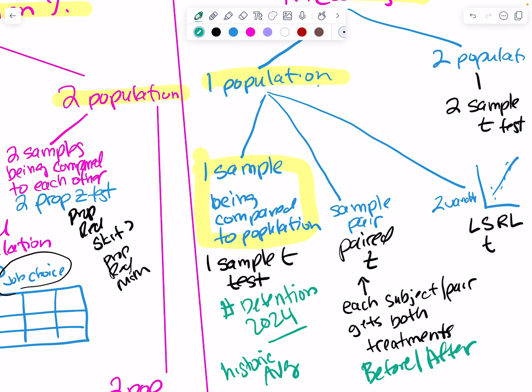One population with two variables is going to be a least squares regression line, and that's pretty easy to tell because you've got two quantitative variables, or it's got data output, or it's got a line, but you're looking for two quantitative variables that you are able to graph a line to.